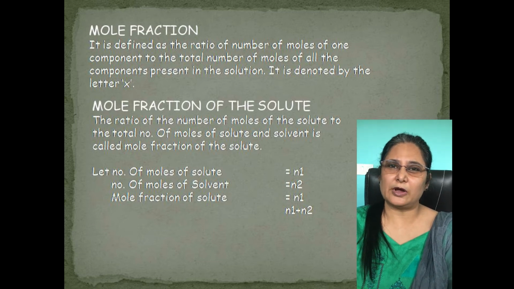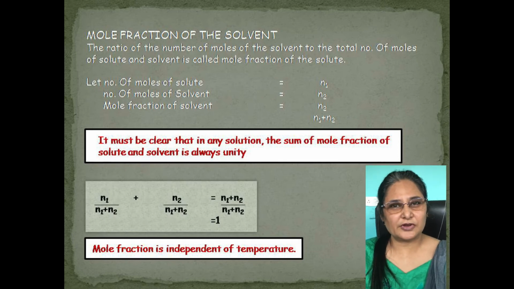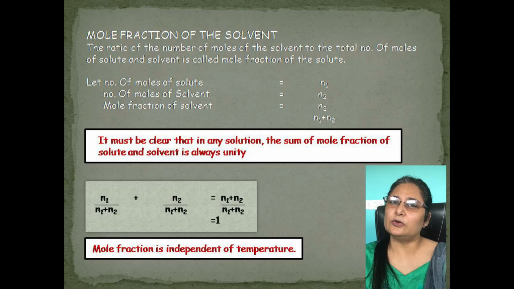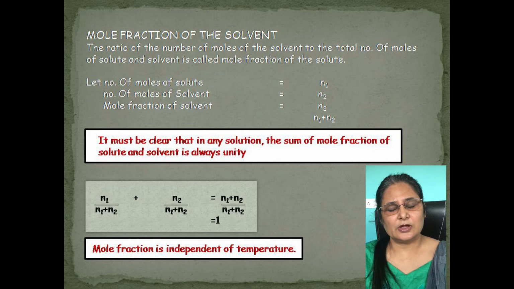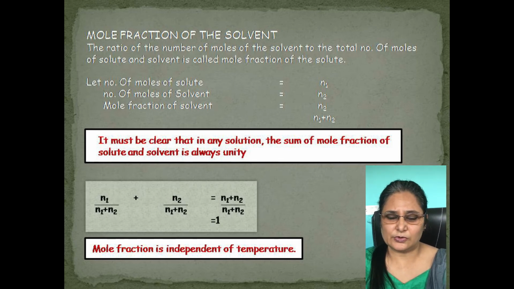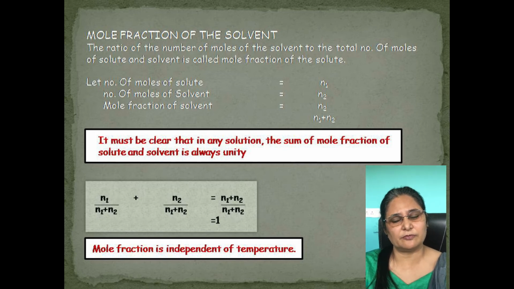Now how will you determine the mole fraction of solvent? Mole fraction of solvent is the ratio of the number of moles of solvent to the total number of moles of solute and solvent. Let the number of moles of solute be N1 and the number of moles of solvent be N2. So the mole fraction of solvent is equal to N2 upon N1 plus N2.